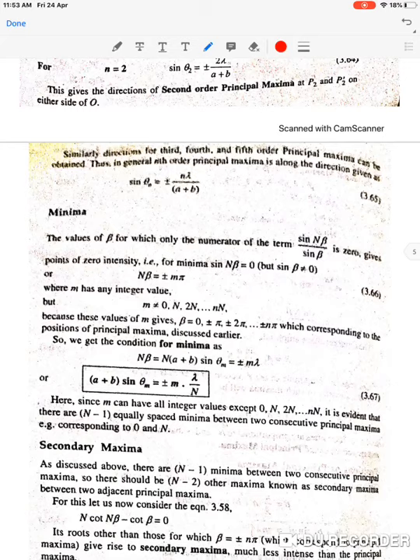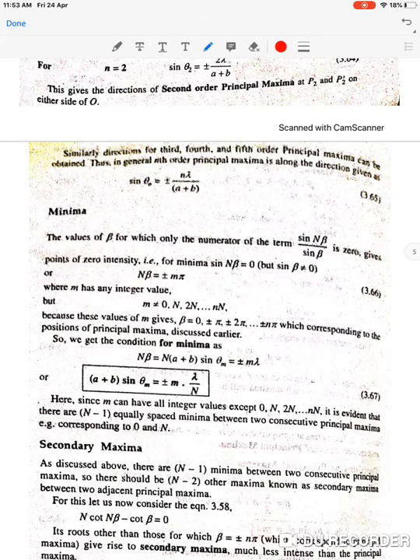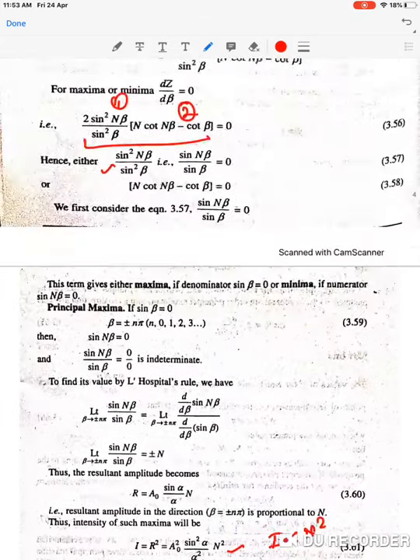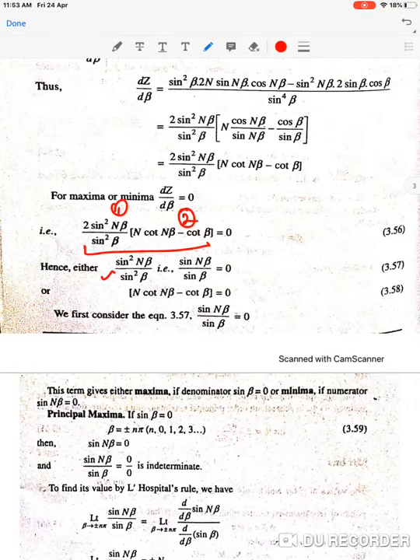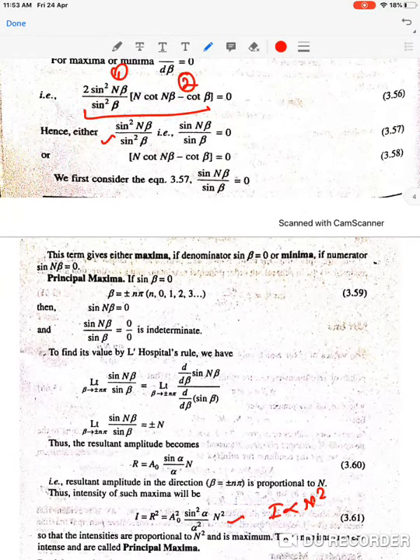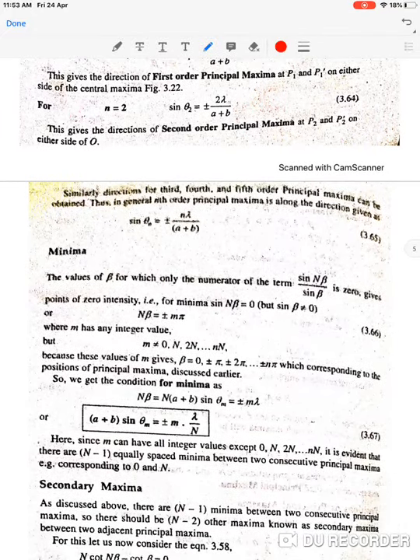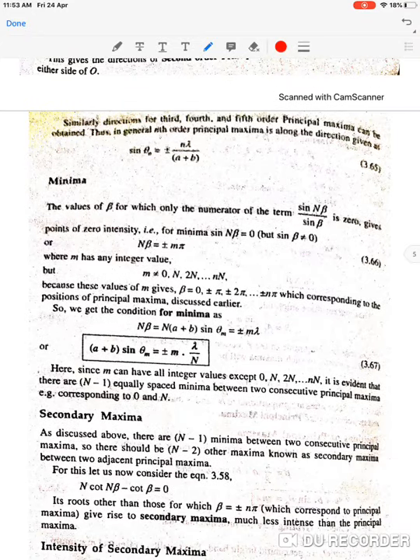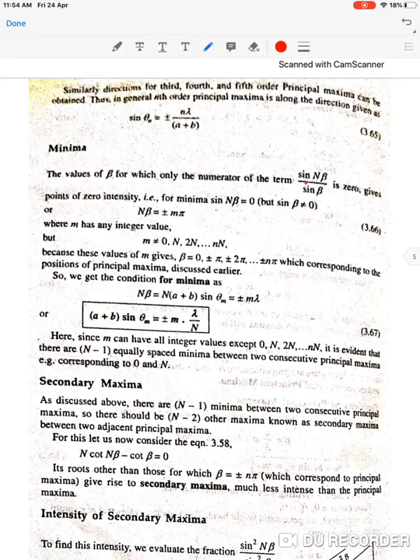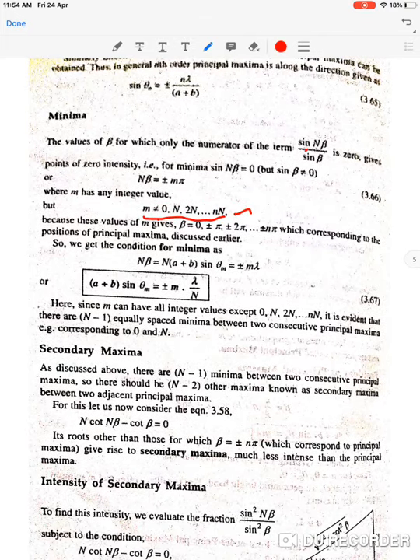then we calculated for minima. For minima, from this equation we put sin n beta equal to 0, with the condition that beta should not be equal to n pi, because corresponding to beta equal to n pi we have principal maxima. So sin n beta equal to 0 implies n beta should be equal to m pi, and m has integer values. M cannot have the integer values 0, n, 2n, because at these values we have principal maxima.